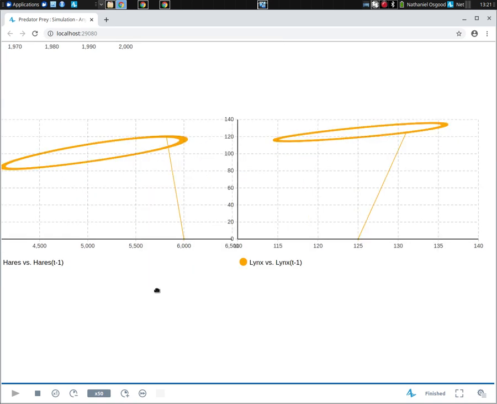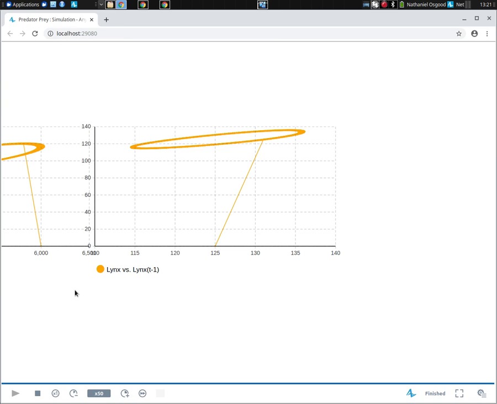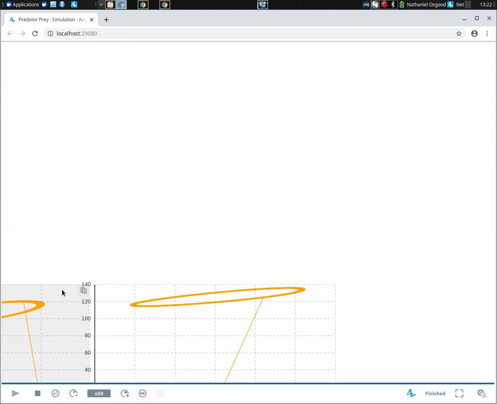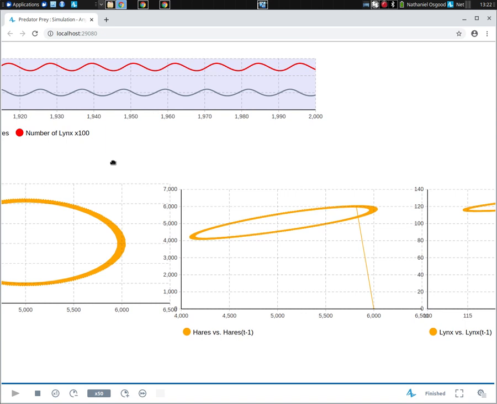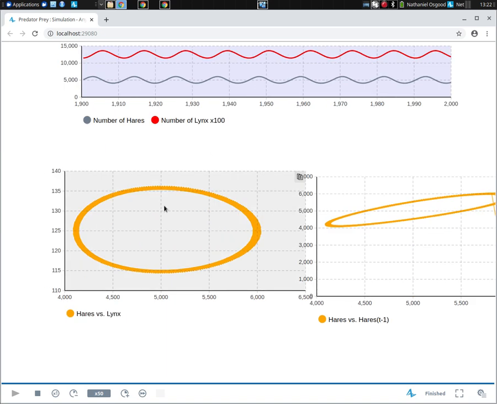Lynx, this depiction from the lynx time series, plotting simply lynx at a given time versus lynx at the previous time point, or some amount of time before, one time unit before, whatever that is. Also, that encodes the value of the hares. And so it is that it reproduces the hares here. So we have this reproduction of hares versus lynx using data from only one of these time series alone.